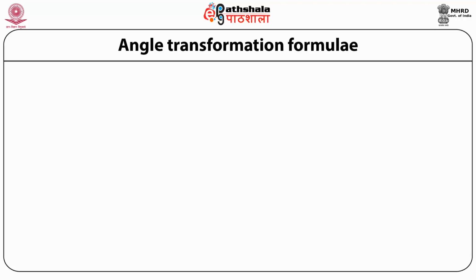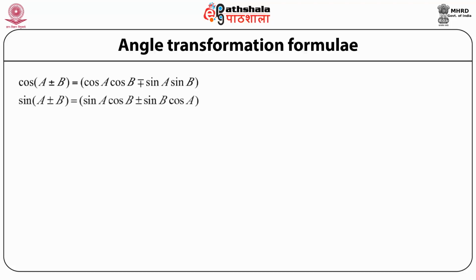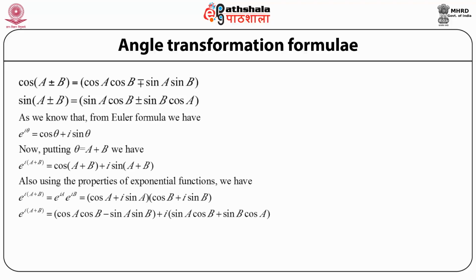Angle transformation formulae. Cos of A plus or minus B, A and B being angles, we can write as cos A times cos B minus or plus sin A sin B. Similarly, sin of A plus or minus B can be written as sin A times cos B plus or minus sin B cos A. So we are going to see how we can derive that formula.